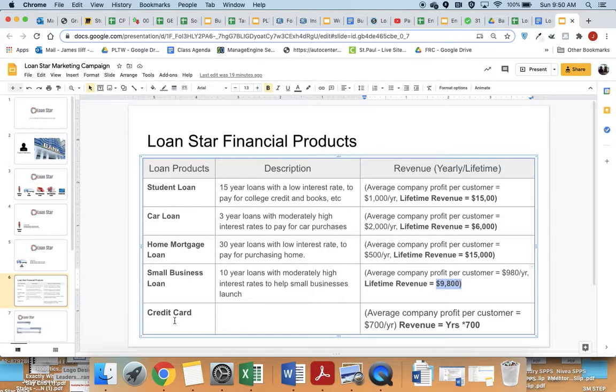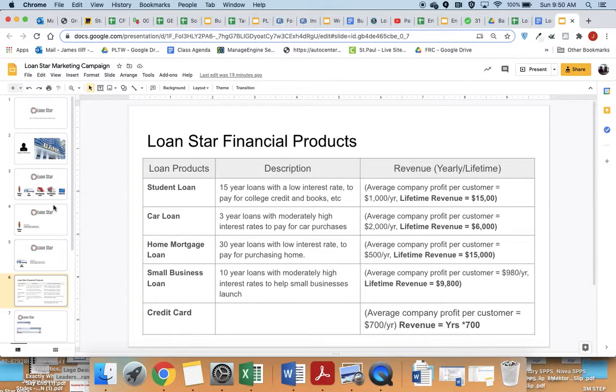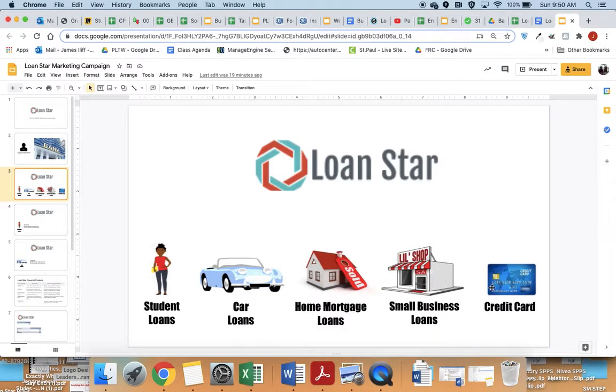And then for credit card, it's $700 per year of revenue. And then they're pretty indefinite, so you just take the number of years that someone has the credit card times 700, and that's how you get kind of the lifetime revenue. So those are the products. These are the loan products that Lone Star offers.